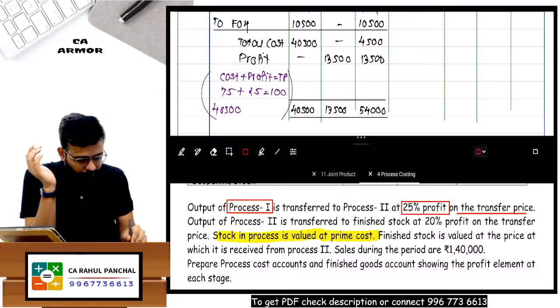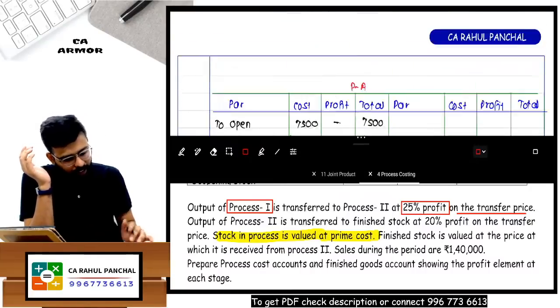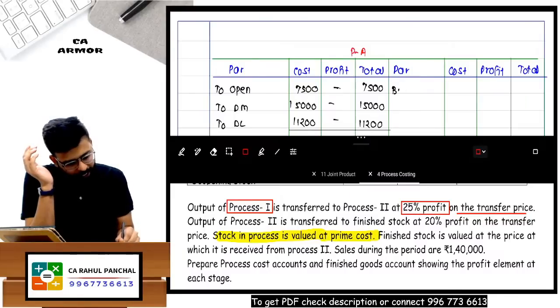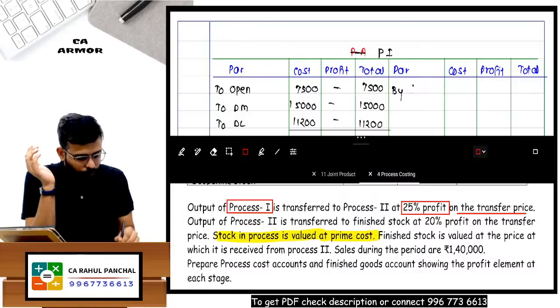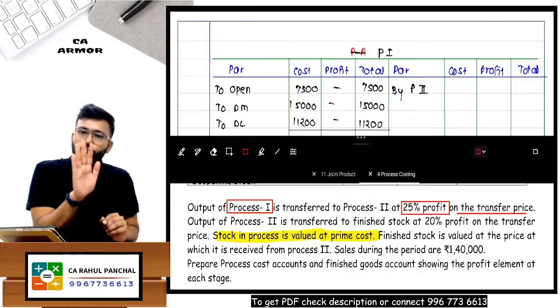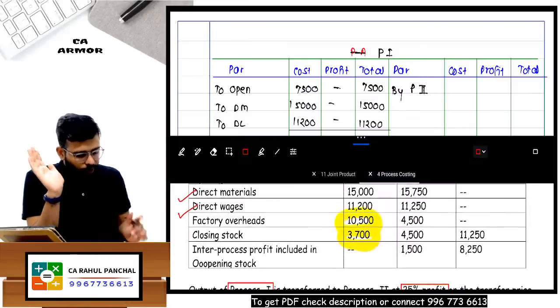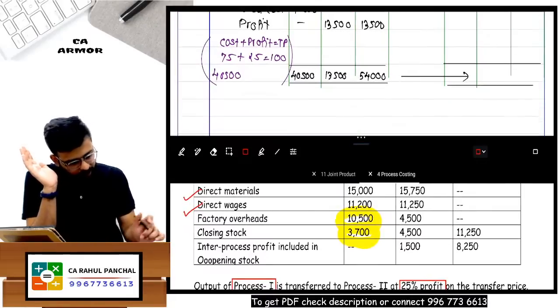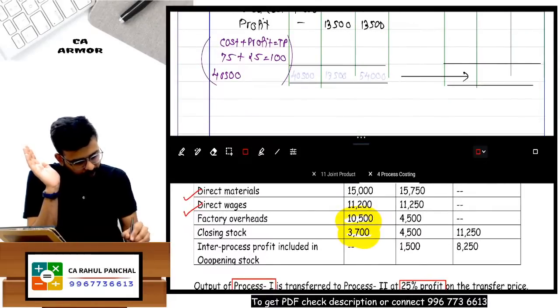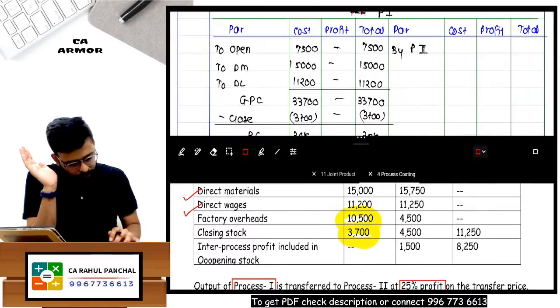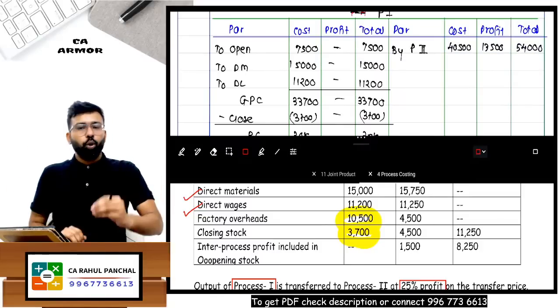Whatever you have written, the same value will appear. I am not writing it, even you should understand, same value will appear, and then here you will write the same value by output transferred to next process. This was process 1. Now you will transfer this output to process 2. Okay sir, what value will you write? The same values which were there here, 40,500, 13,500, and then 54,000. So these values will appear over here. So this is closure of A account.